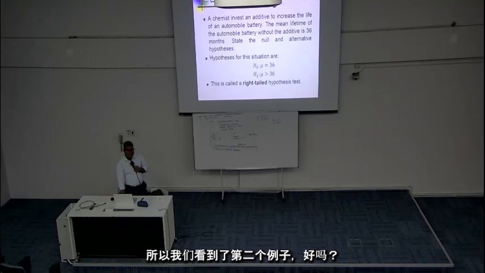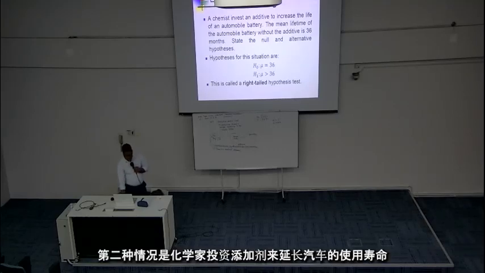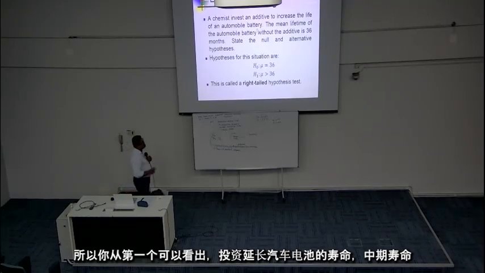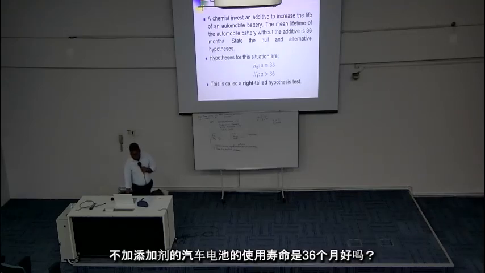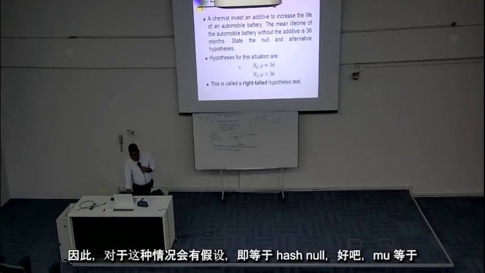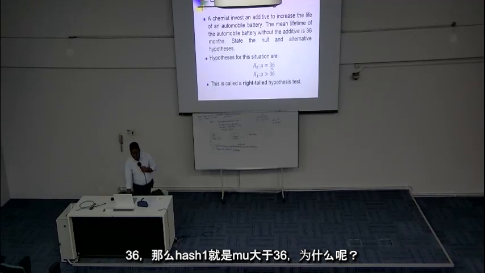Alright, so we see example number 2. In the second situation, a chemist invents an additive to increase the life of an automobile battery. The mean lifetime of an automobile battery without the additive is 36 months. State the null and alternative hypothesis. So the hypotheses for this situation are H null: mu equals 36, and H1: mu is greater than 36.